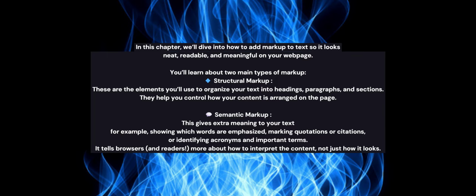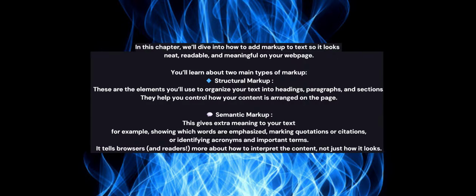Semantic markup. This gives extra meaning to your text. For example, showing which words are emphasized, marking quotations or citations, or identifying acronyms and important terms. It tells browsers and readers more about how to interpret the content, not just how it looks.